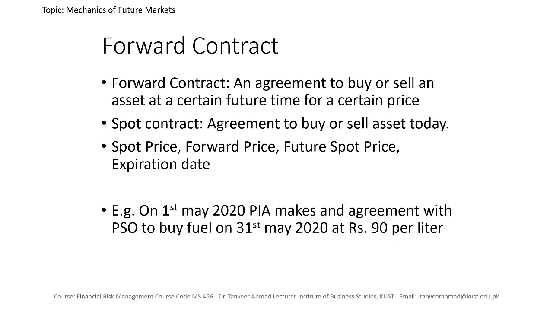Future spot price: the price of the asset at the time of maturity of the contract. So when is this contract going to mature? It is going to mature on 31st of May 2020. So let's say the price in the market on this date, on the maturity, is say 110 rupees per liter. Then that price would be called the future spot price.